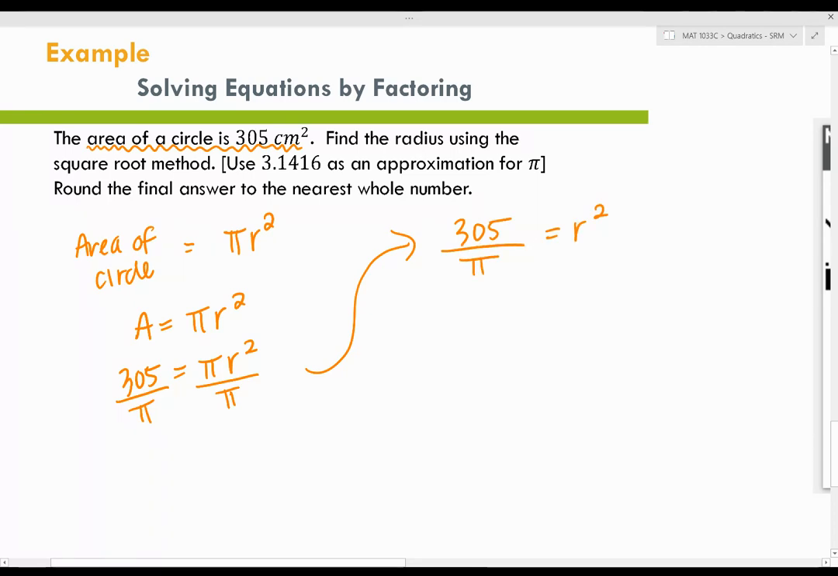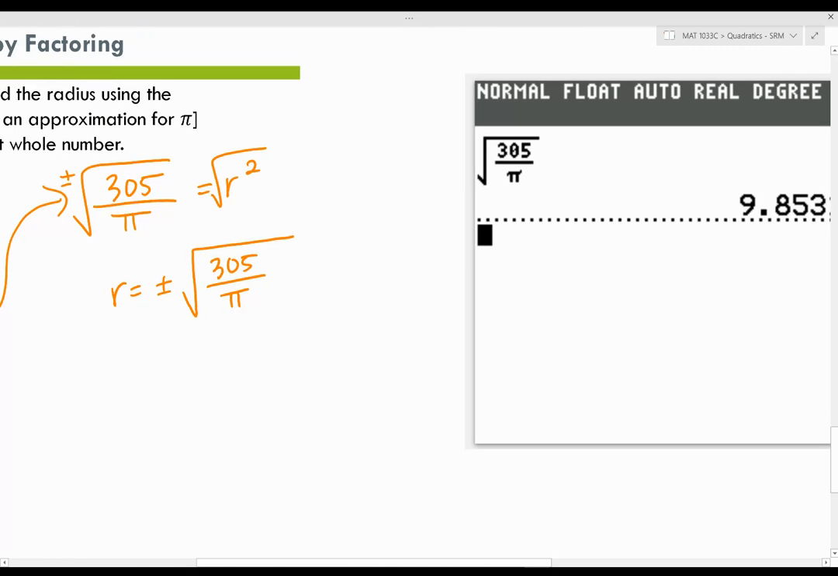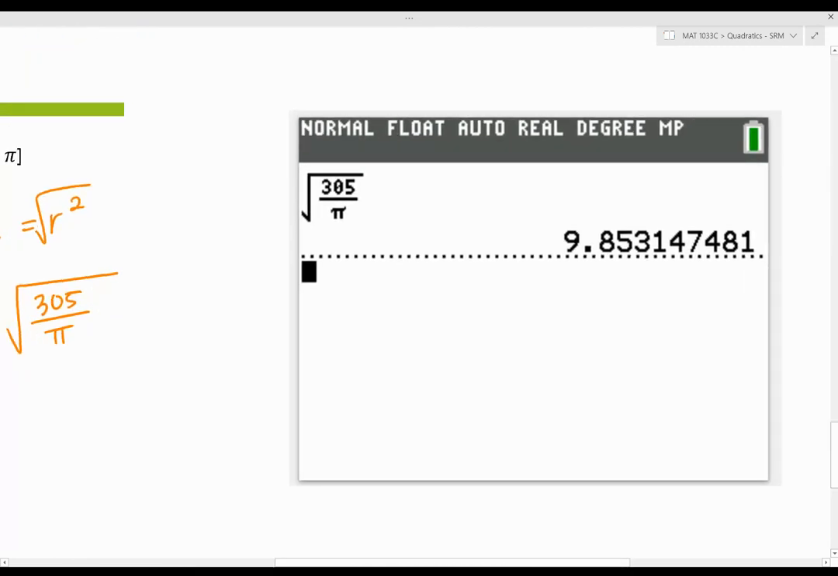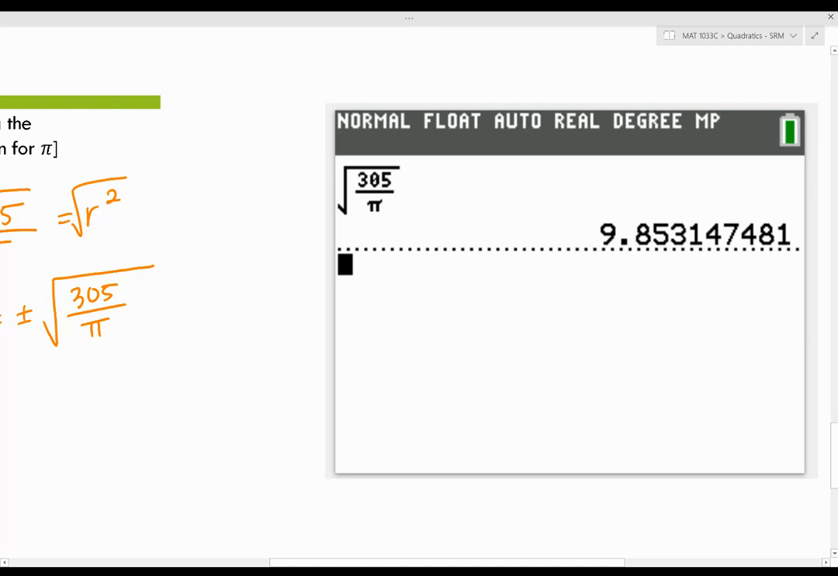And to cancel out the squared power, we're going to take the square root of both sides. And don't forget your plus minus symbol. So we're going to have r equals plus or minus the square root of 305 divided by pi. And when we plug that into the calculator, we get positive 9.85.